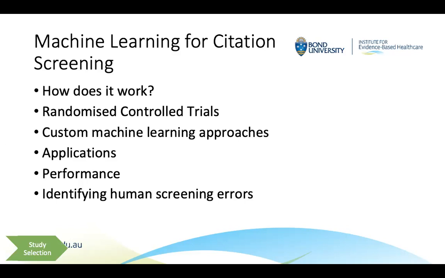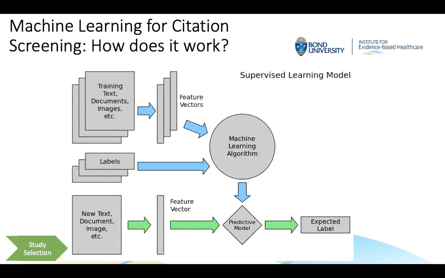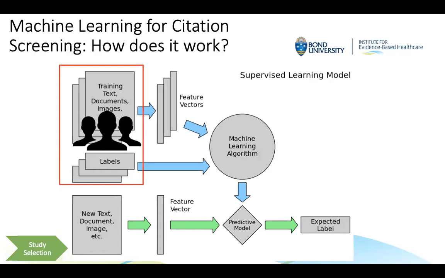So you've got some training documents where you've used your reviewer group to screen them and label them. We would want a gold standard set of citations. In the systematic review world, that means having two independent reviewers make a decision and either a third person adjudicate or some sort of discussion. These then get converted from text into feature vectors using feature selection, which is a difficult process. It involves a lot of tweaking.